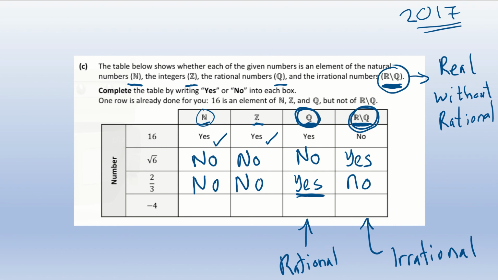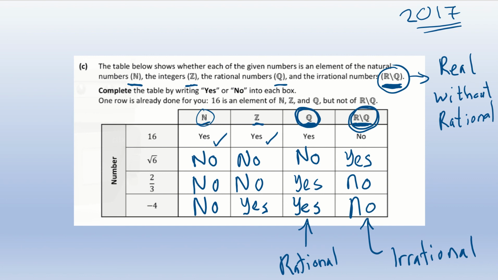Okay, last one, -4. Is it a natural number? It's not, because it's a negative. Is it an integer? Yes, it is, because it's a negative whole number. Can it be written as a fraction? Yes, it can. -4 all over 1 is a fraction. So if it can be written as a fraction, then it can't be irrational. So we're going to put no here.